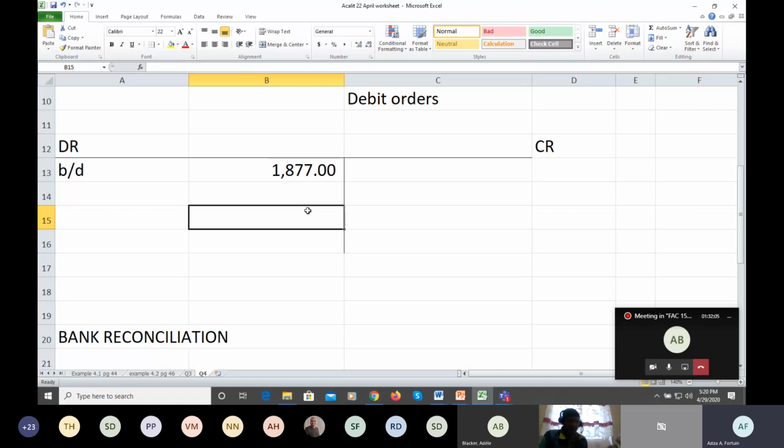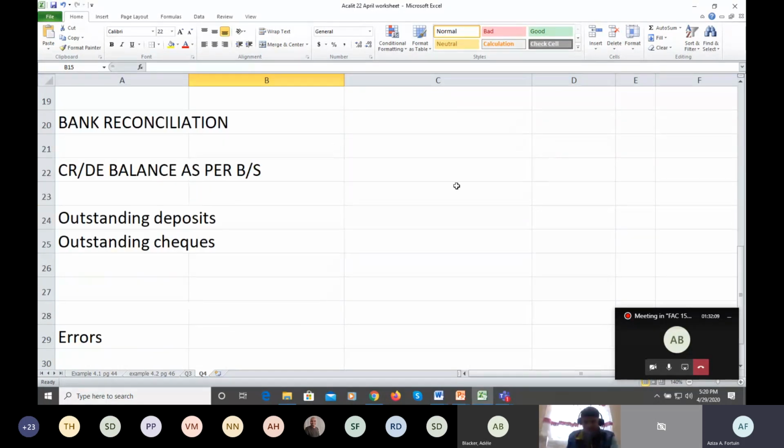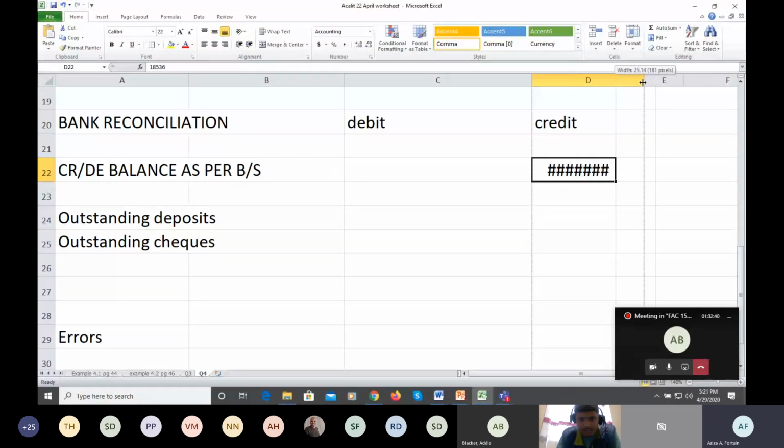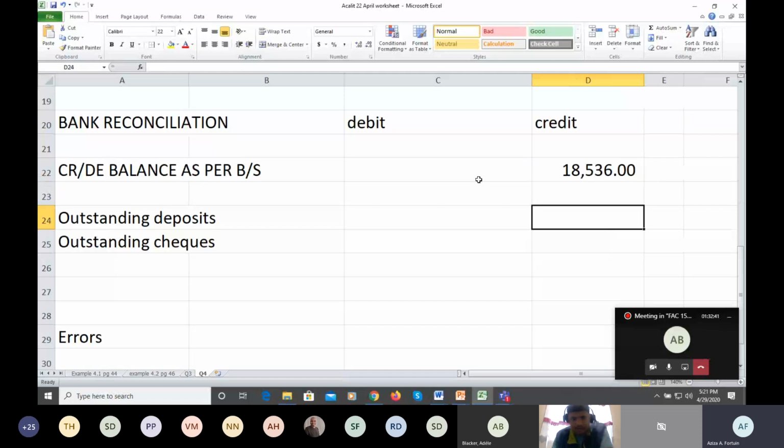On the next line, they said on the 31st of March, the bank statement showed a favorable balance. So we know that for the bank statement, let's just make here debit and credit. We said that the bank showed a favorable balance, so now we know that we have to put the 18,536 rand in. I just want to repeat this because I know that lots of students do get confused.